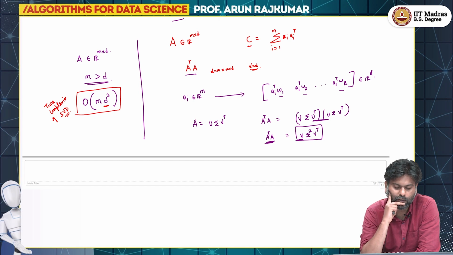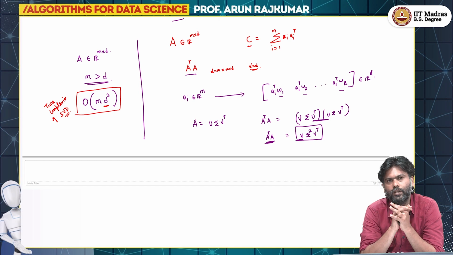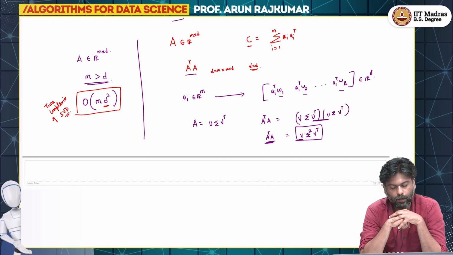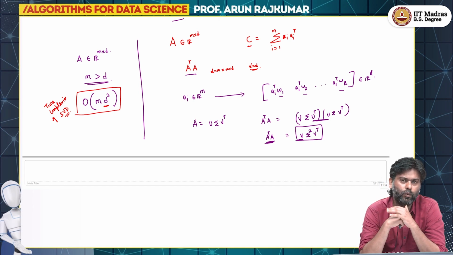So the question is, can we somehow do it faster, right? That's the kind of question that we are trying to answer. At scale, how can we do SVD? Right, so that's precisely the question that we want to tackle in this lecture.